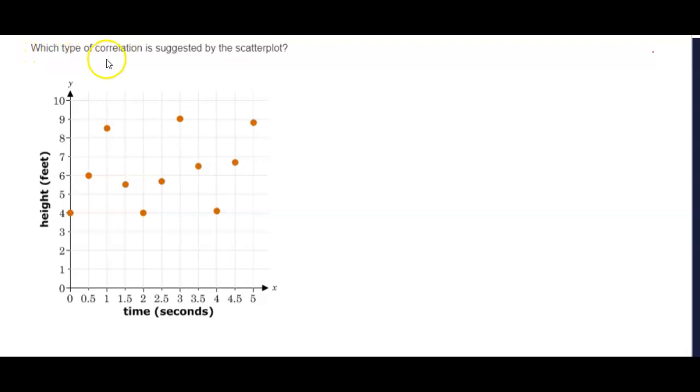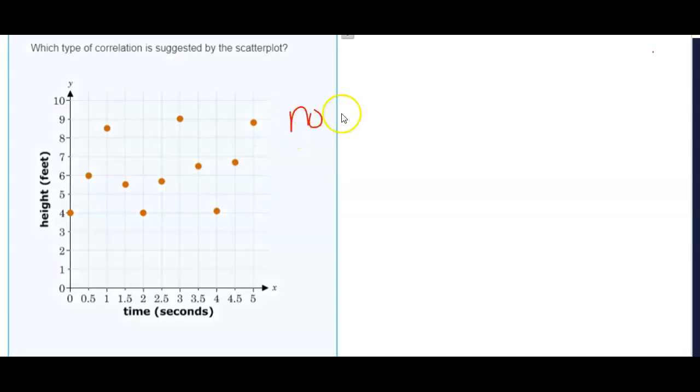So the first one says, which type of correlation is suggested by the scatter plot? Now these points are all over the place. They are truly scattered. We could not figure out how to draw a line through this. We couldn't figure out if it's going uphill, downhill, right in the middle. We have no idea. So this is called no correlation. And that is going to be the answer here.